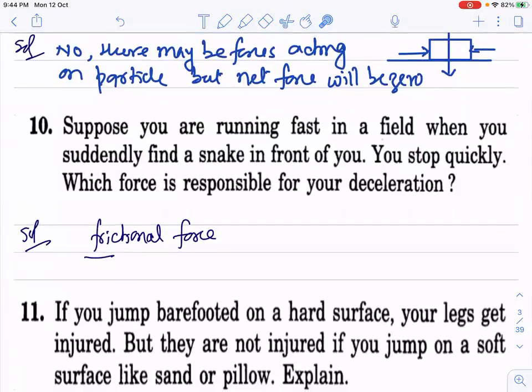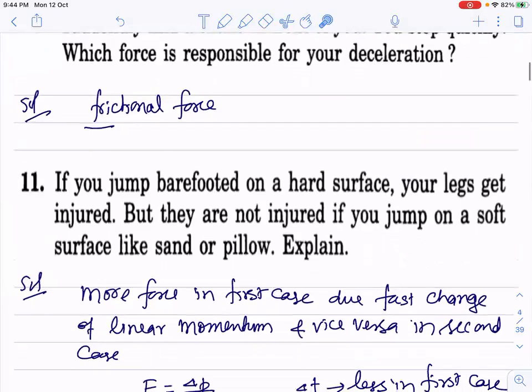Next question is, suppose you are running fast in the field when you suddenly find a snake in front of you, you stop quickly. Which force is responsible for your deceleration? Answer is friction force. We apply the force on the ground in forward direction. Friction is in backward direction. It decelerates us, retards us.